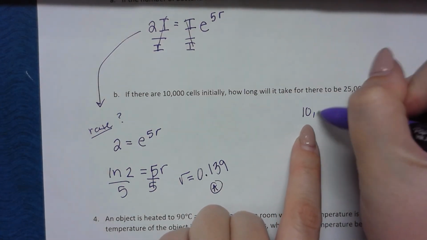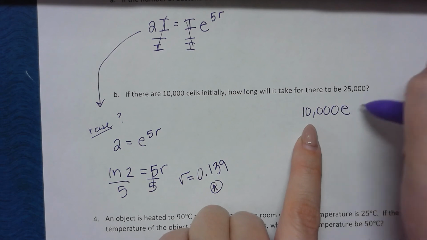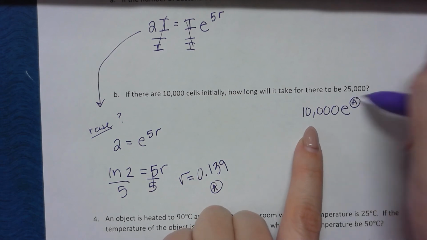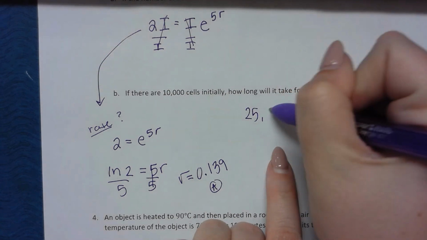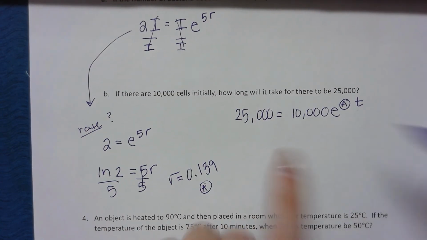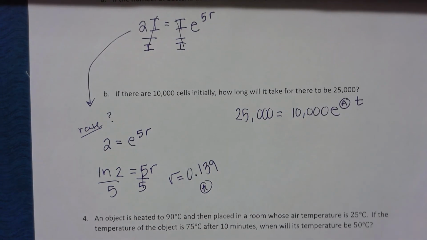If there are 10,000 initially, rate is A. How long will it take for there to be 25,000? So I'm going to let you guys solve this problem. Go ahead and pause, solve, and then unpause and see if you got it right.